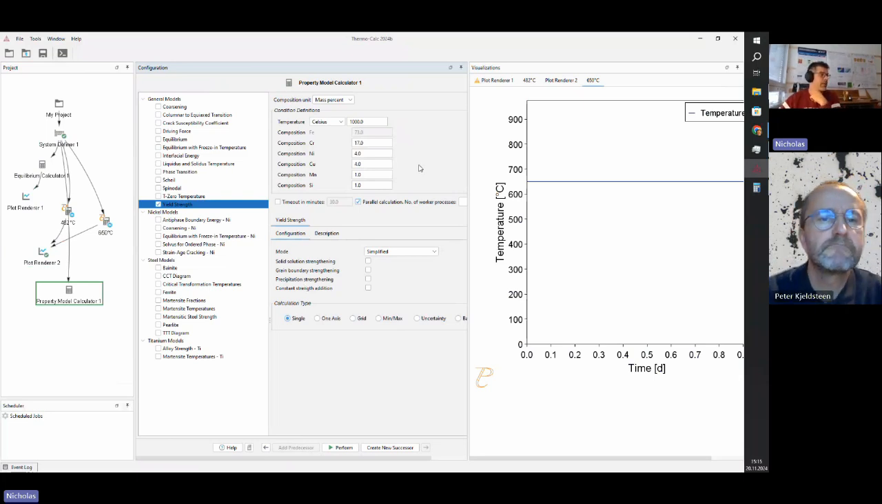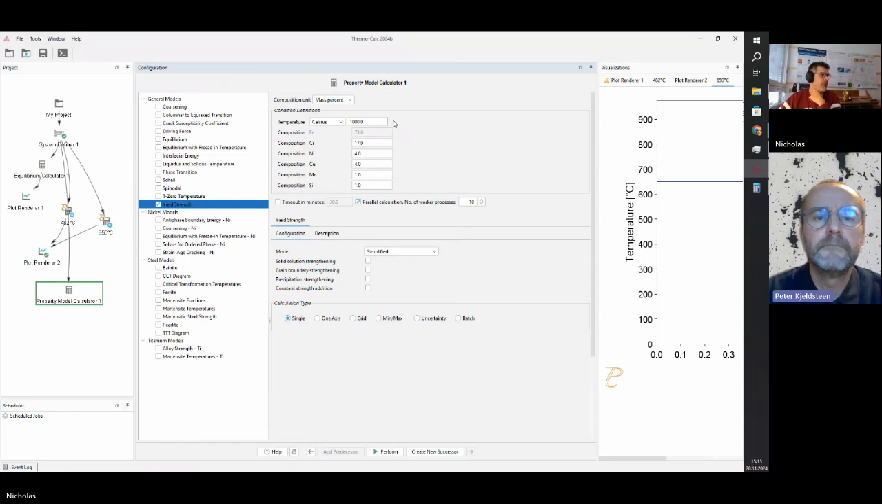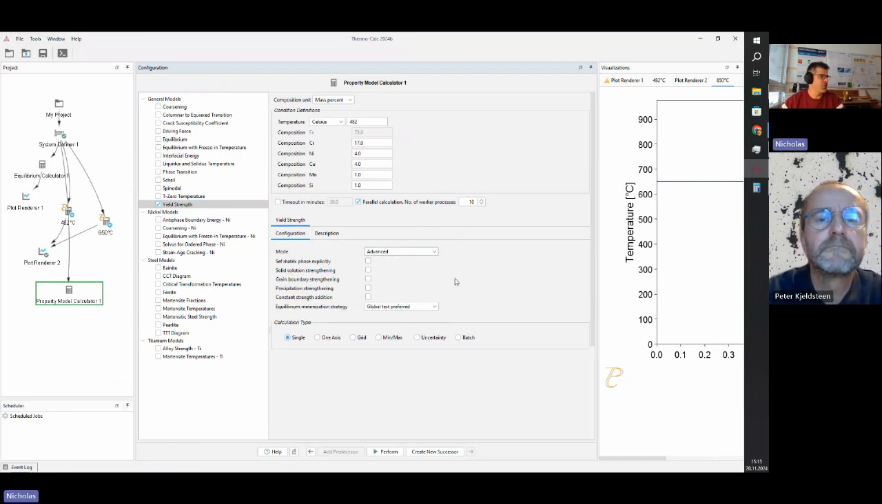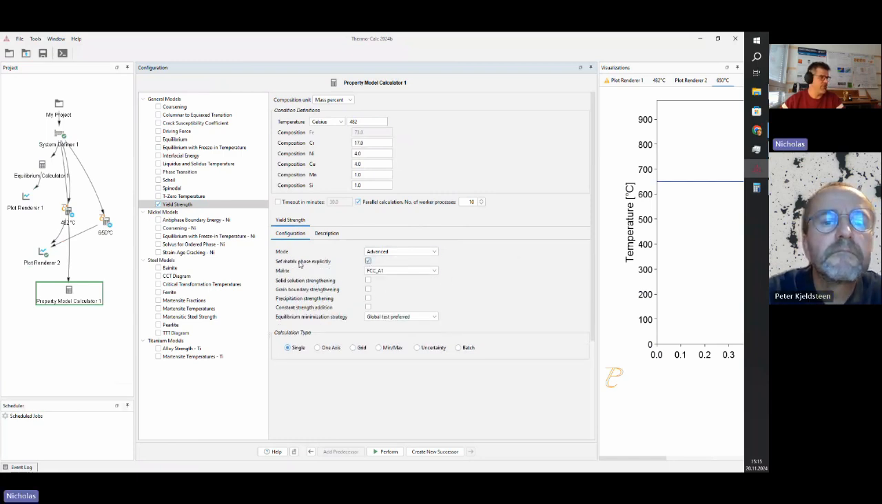So if I do the yield strength model, first of all, I have to give it a temperature, because this is a yield strength for precipitation hardened steels, right? So I have to give it a temperature. Let's say the first one was 482 degrees Celsius. And basically that calculates the fraction of precipitates at that temperature. And then we can include things like solid solution strengthening. Let's make advanced here, just so you see all the... Set the matrix phase explicitly. That's an important one here, right? Because it's a ferritic steel. So you have to say the matrix phase is BCC.